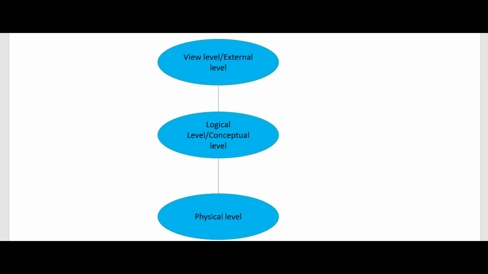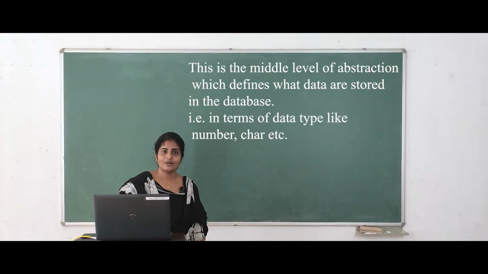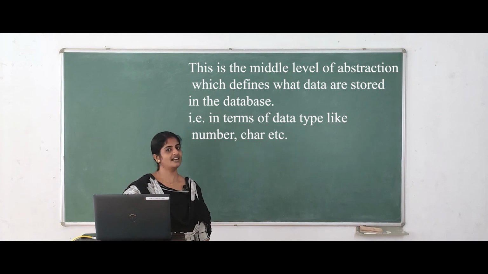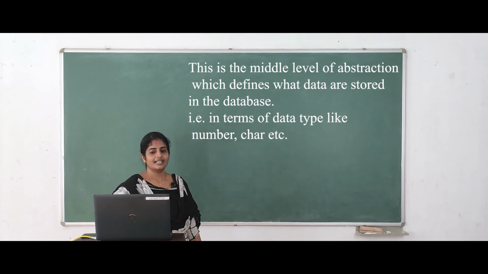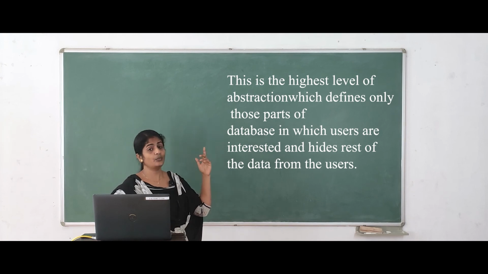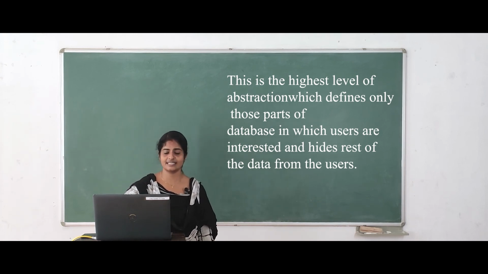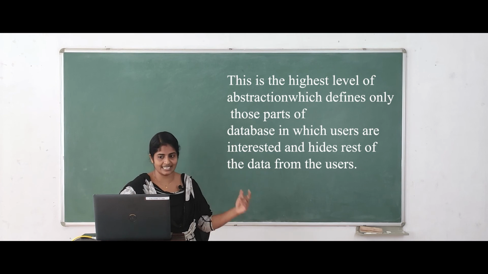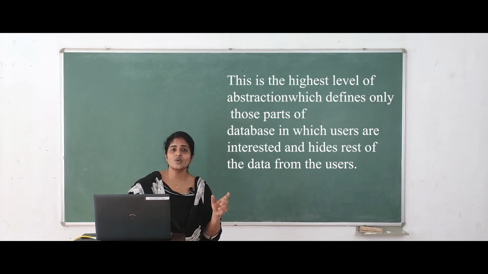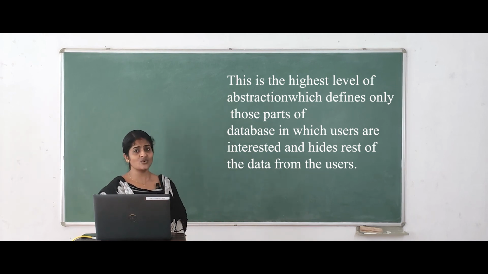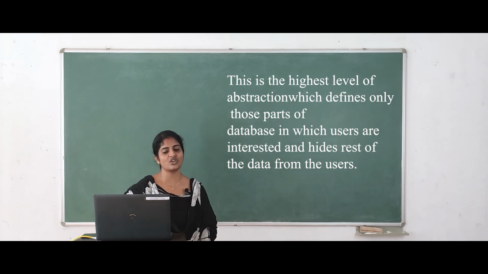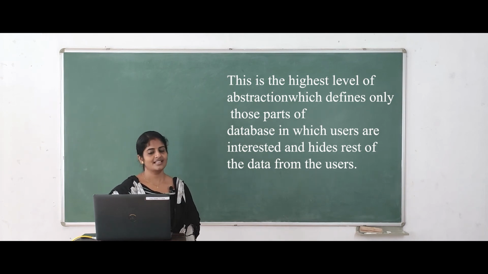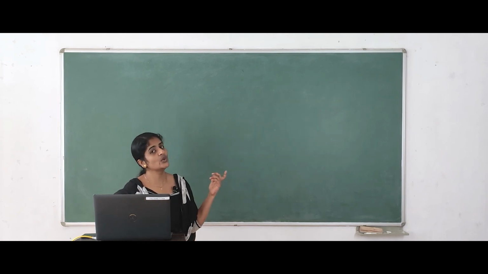The next one is the logical level, or conceptual level. It is the middle level of abstraction, which defines what data are stored in the database, in terms of data types like numbers, characters, etc. The last, third level is the view level. It is the highest level of data abstraction, which defines only those parts of the database in which users are interested and hides the rest of the data from the users.